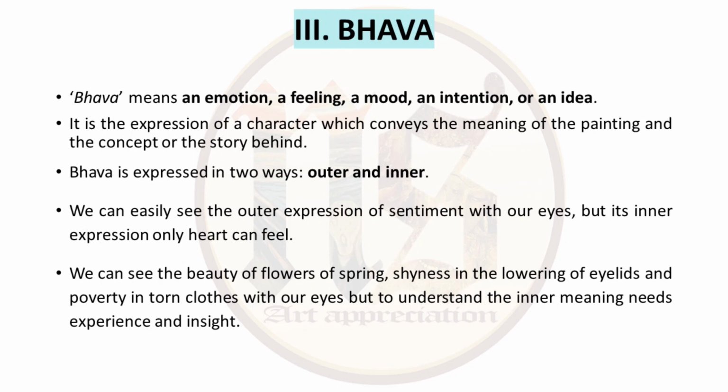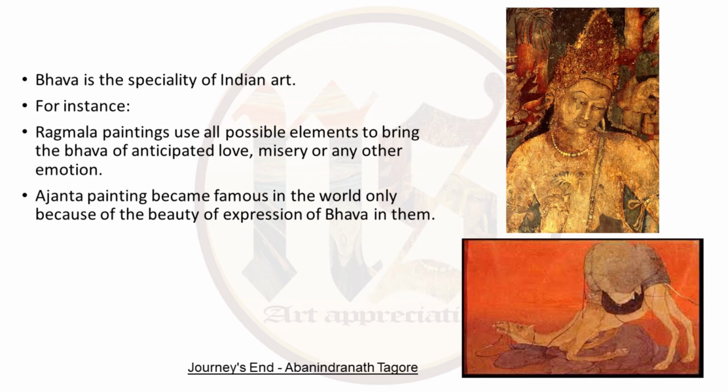Same goes with the artist. There are many factors which bring bhav in a painting. It can be expressed through eyes, facial expressions, gesture of hands and limbs, nature, animals, birds, plants and human figures. In painting, emotions and moods are painted by manipulating colors with their tones, light and shade and different intensities. Bhav has always been considered the speciality of Indian art. For instance, you can see Ragmala paintings of miniature schools, Ajanta paintings, Bengal school paintings, all have beautiful depiction of bhav, that is emotion in them.